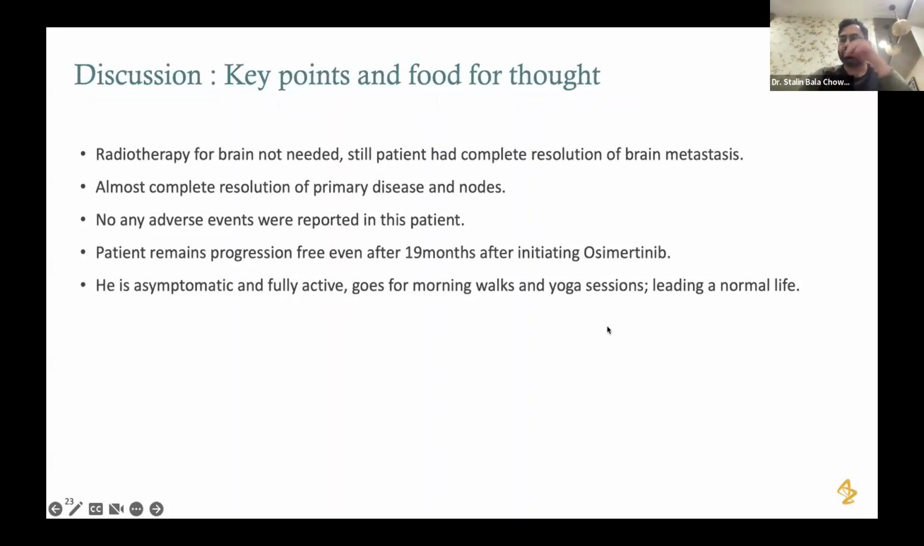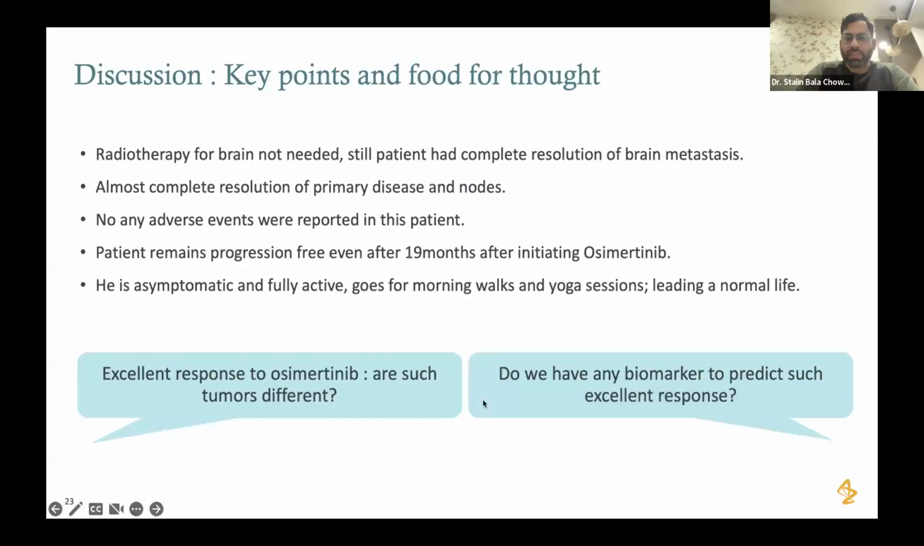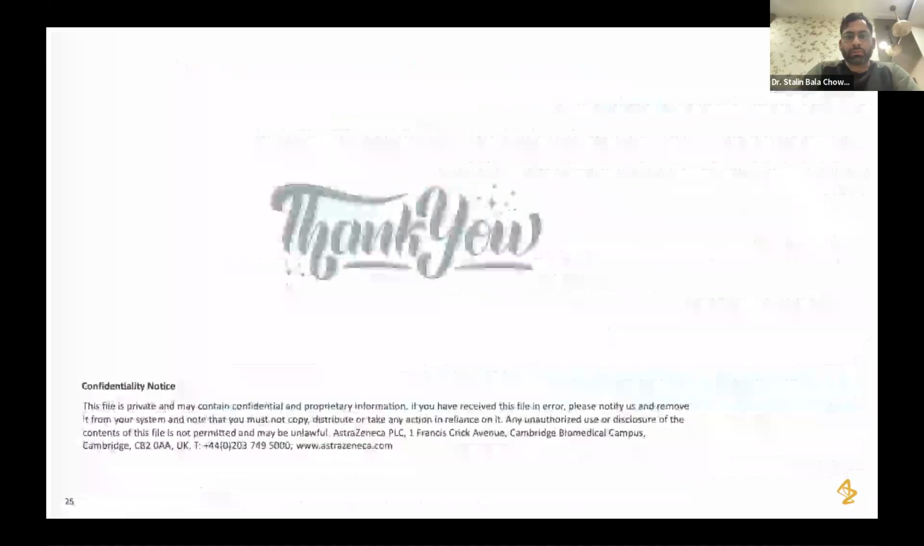We often see with EGFR TKIs and ALK TKIs that these patients have excellent responses, with complete resolutions, unlike chemotherapy, where we see the majority of responses are partial responses. And this patient remains progression free even 19 months after initiating Osimertinib. Excellent response to Osimertinib, and thank you.